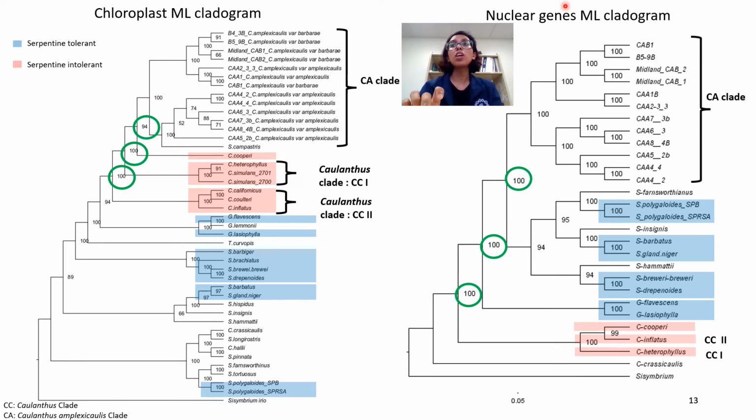So this supports our hypothesis that the serpentine parent could be the paternal lineage, and that could be the Streptanthus lineage. But as I mentioned previously, nuclear data include both maternal and paternal genes. So in order to identify genes with paternal inheritance, we need to look at the phylogenetic history of each gene separately.